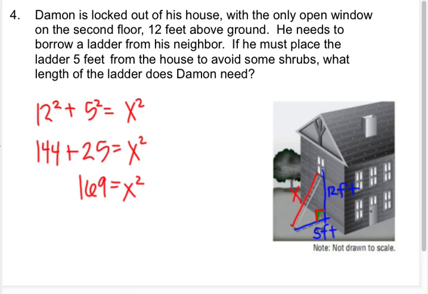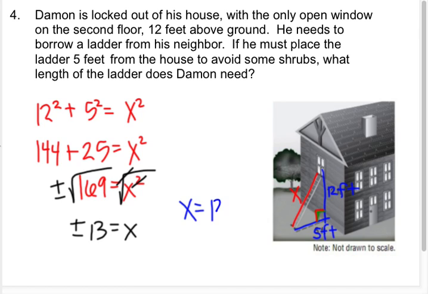And then once again, I would take the square root, getting my plus or minus the square root of 169. Okay, the square root of 169 is 13. But once again, do I want a negative ladder length? No, so x is equal to 13, and I would label it feet.